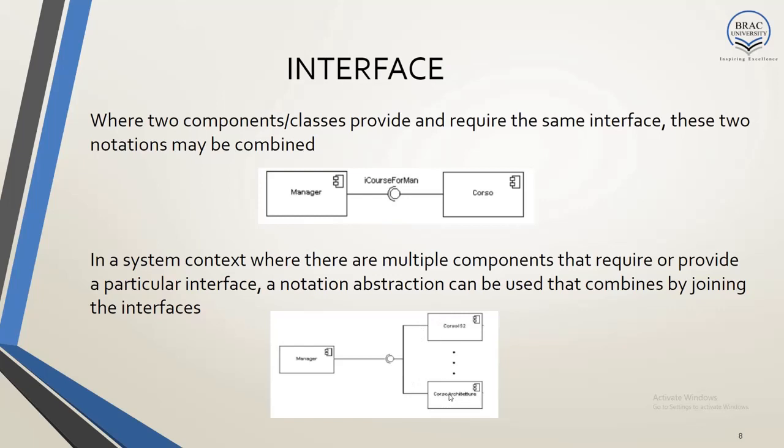In a system where there are multiple components, we represent it like this. Here we can see that there are multiple components on the right side, which are providing the same interface that is required by the manager component, and the manager component will decide which component to receive the implementation or the functionalities from during the execution, or the runtime. So it is defined during the runtime.